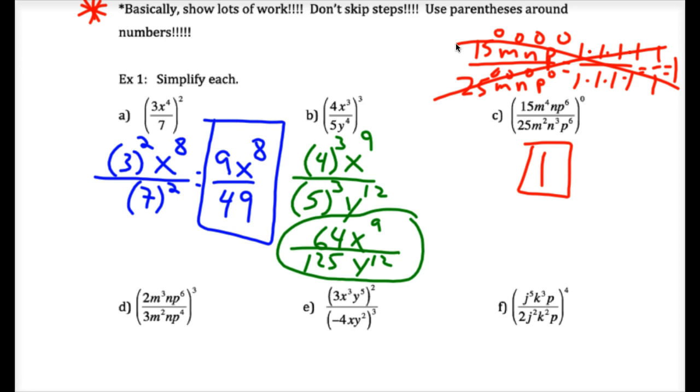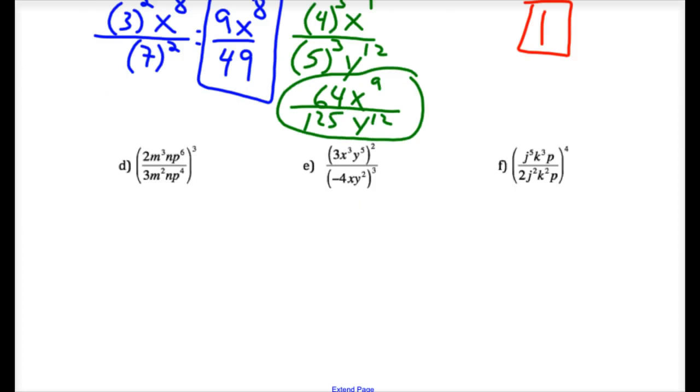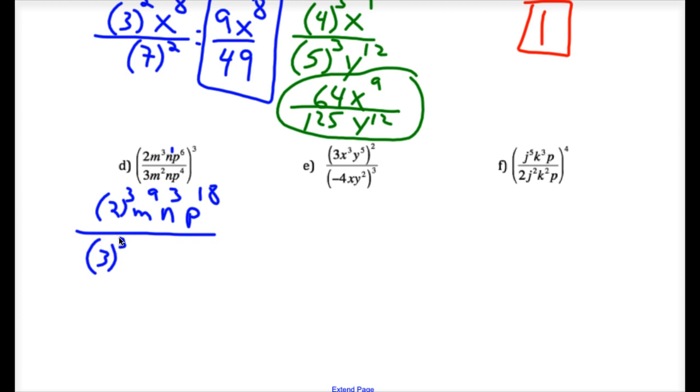You're just going to write 1. All right, try D. Go ahead, Olsen. 2 in parentheses to the 3rd power, m to the 9th, n, p to the... You forgot to put your 3 on your n. Oh yeah, n to the 3rd, p to the 18th, all over 3 in parentheses to the 3rd power, m to the 6th, n to the 3rd, p to the 12th.